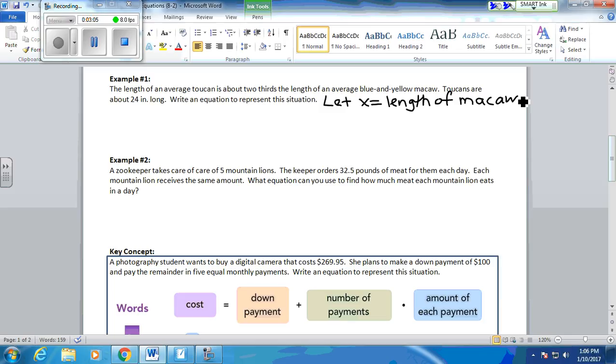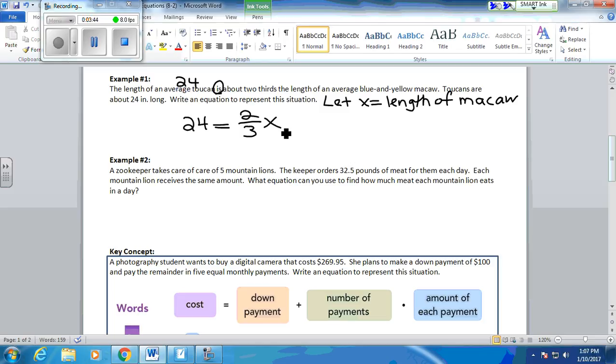Once I have a variable that I've determined I'm going to use and I know what that variable is going to represent, then it helps me write the equation. When it says the average toucan is, that's where I'm thinking about my equal sign. The average toucan was 24 inches, so the 24 inches is about 2/3 the length of the average macaw. 2/3 of is reminding me that I wanted to multiply, so I have 2/3 times the length of the macaw, which I don't know, so that'll give me x. And that's your equation. And that's just a one-step equation right now.